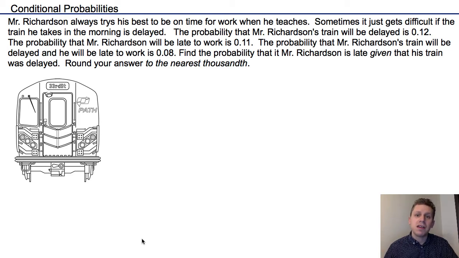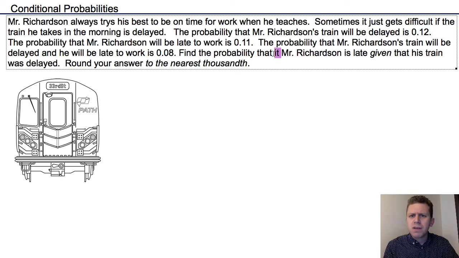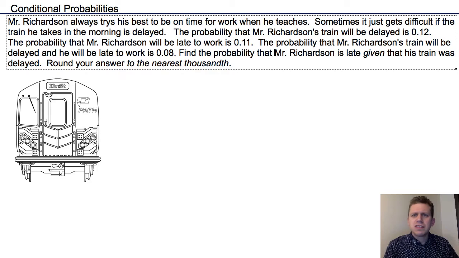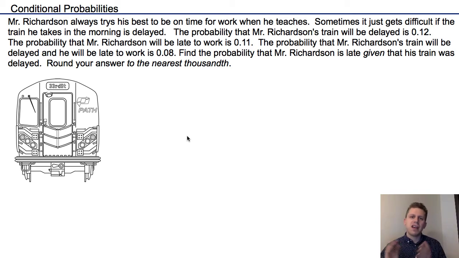Find the probability that, is that a typo? Find the probability that Mr. Richardson is late to work given that his train was delayed. And we're going to round our answer to the nearest thousandth.